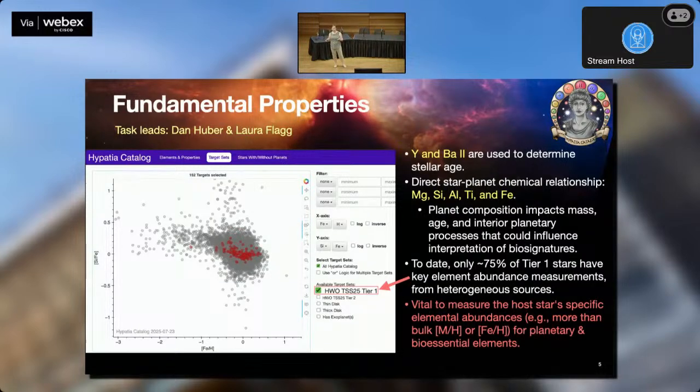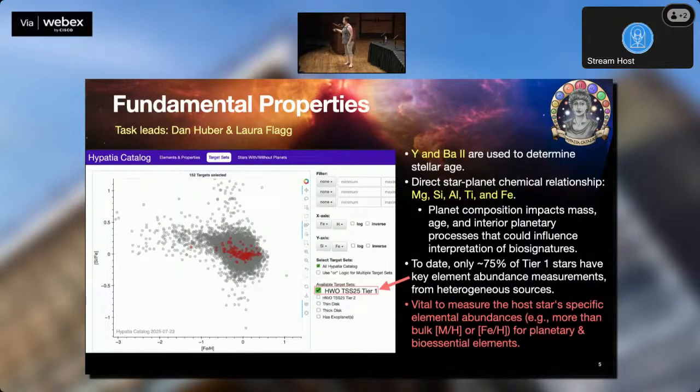Now, to date, we only have about 75% coverage of these specific elements. And if you're interested in these, we actually launched a new page as of Saturday on the Hypatia catalog, where you can go through and take a look at these target stars for tier 1 and tier 2, for all those stars that have abundances in them. So you can see this rough 75%.